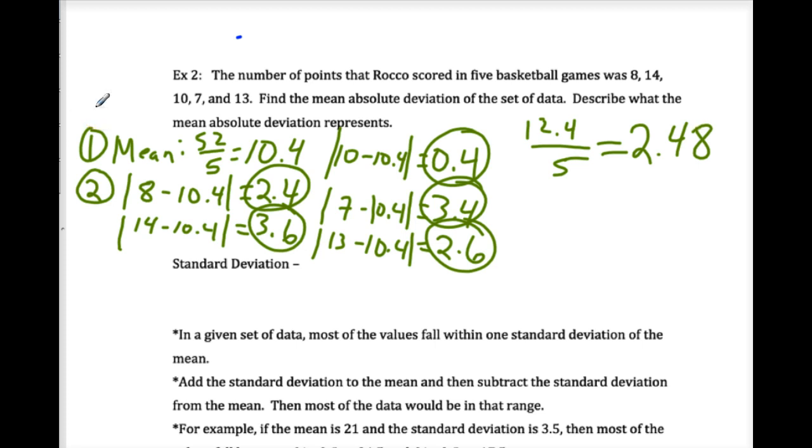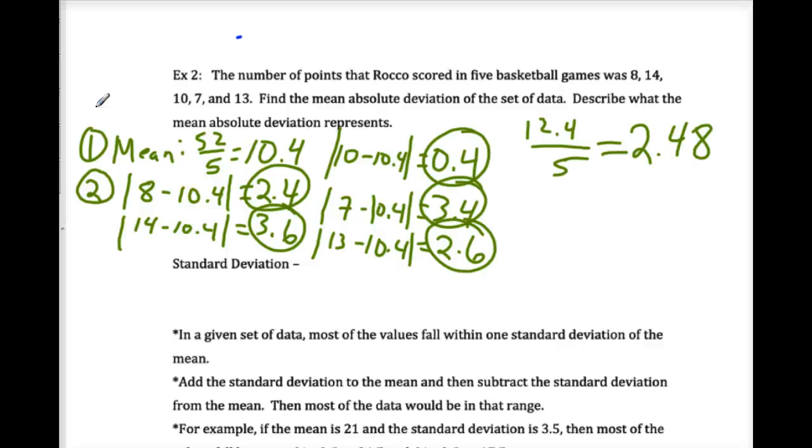Anybody smart enough to figure out what that means yet? What does 2.48 represent in this problem? How would you say it, Colin? All of his games were in like the radius of 1.8 on the average. I don't think all of them were. Change that to a different word and you could write: on average, he was 2.48 points away from his average. That's what it means.